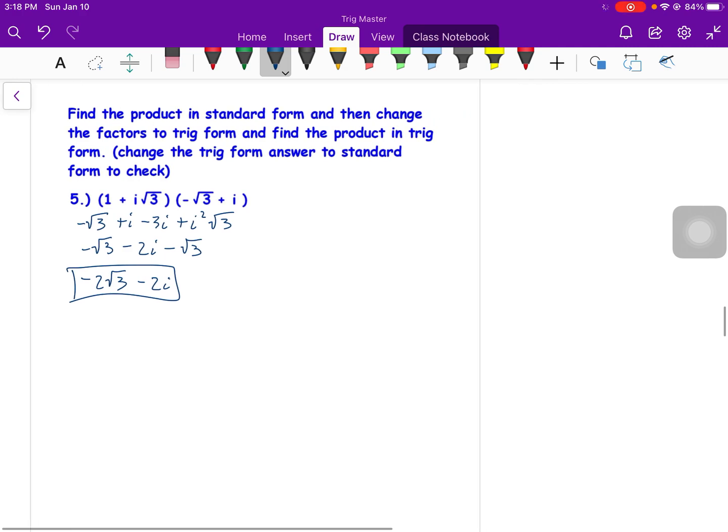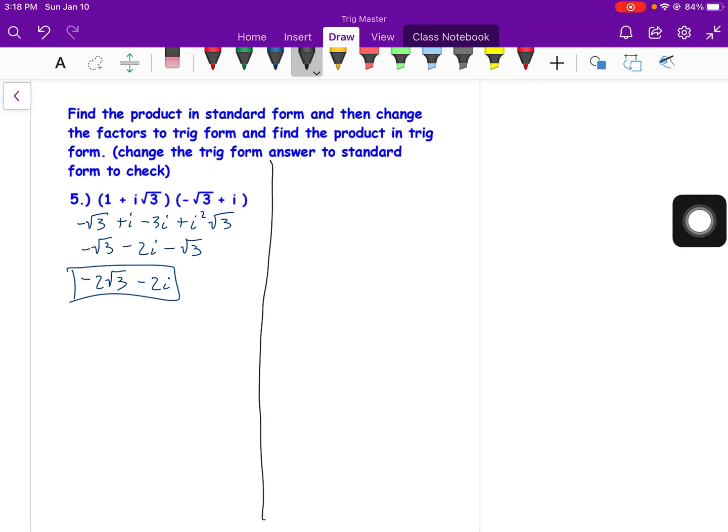All right, now, if I want to change each of these factors, I'm going to change each factor over here. So I'm going to start by figuring out what 1 plus i square root of 3 is. All right, so my work for that's going to be below here. I'll keep it in black. Using different colors is probably going to be helpful.